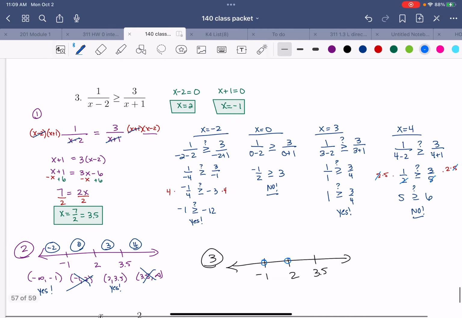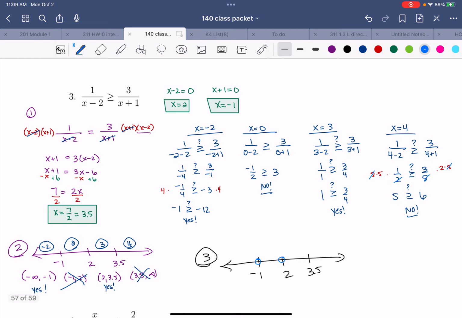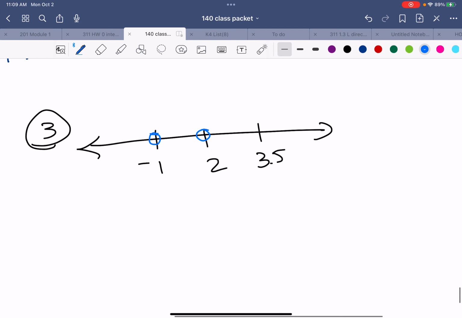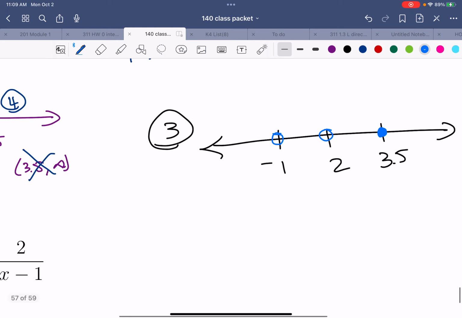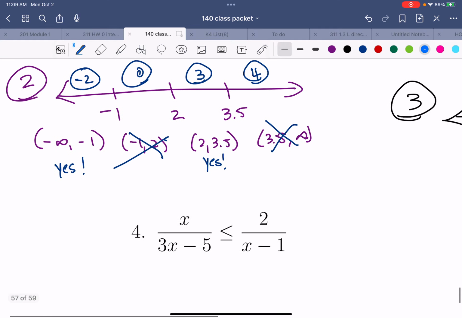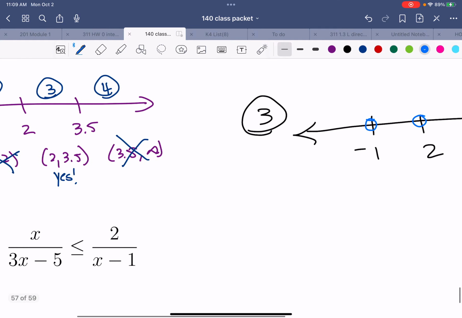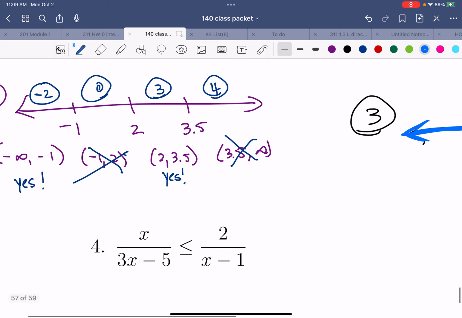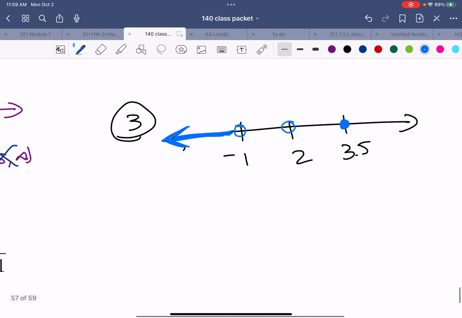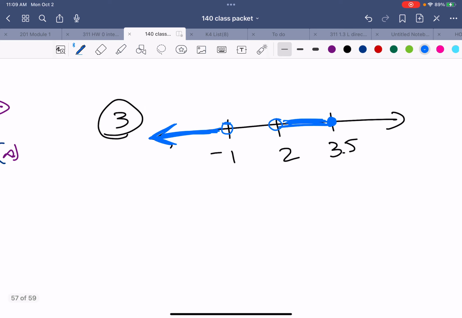And then my inequality is the greater than or equal to. And so that means that I can get 3.5. Remember, I got 3.5 from setting it equal. So we include the 3.5. And then we look at our intervals and we say, the first interval is yes, so this one, yes. Second one is no. The third one is yes. And the fourth one is no.